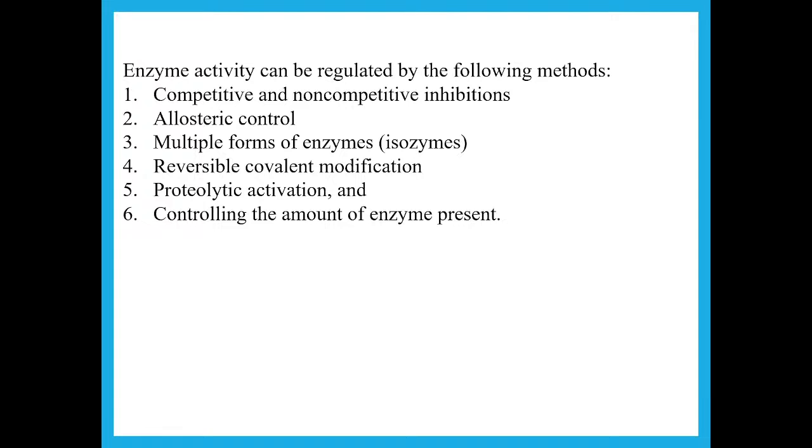So, when we see these things, there are different types of models for the inhibitions or different theories behind it. Competitive and non-competitive, allosteric, multiple forms of the enzymes, which we will again discuss in detail in the isoenzymes. What are isoenzymes, their class forms and the uses. Then you have the reversible covalent modification, proteolytic activation and its importance, and controlling the amount of the enzyme that is present. Controlling the amount of enzyme present in the particular setup will give you an idea how the enzyme substrate reacts in the presence of enzyme and catalyst to give the products.